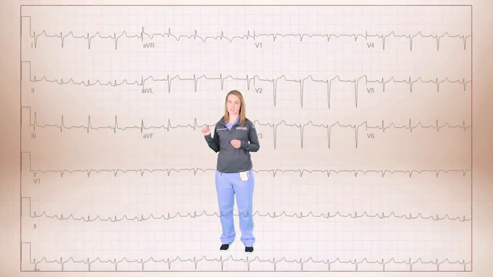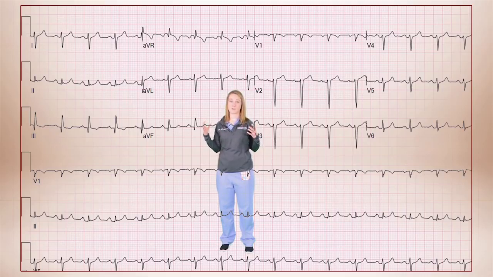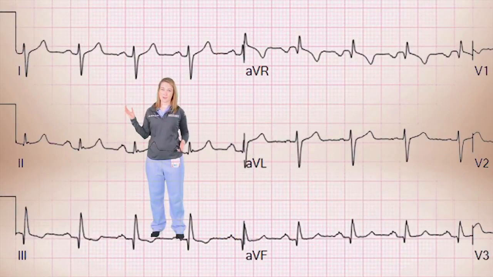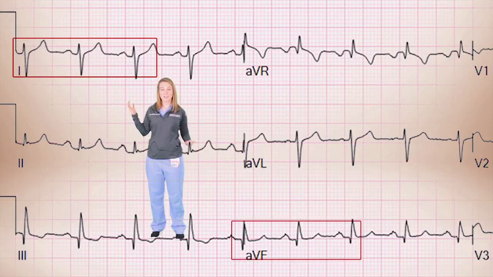Now that you've got the skills, let's take a look at another EKG. This one has a different axis deviation. So just like Mark taught us, we're going to focus in on those limb leads. So let's zoom in on 1 and AVF. So in 1, we have mostly a downward deflection, that predominant S wave. And then in AVF, we see that it's mostly upright with a tall R wave. This is a right axis deviation.